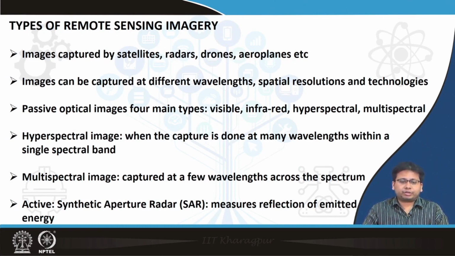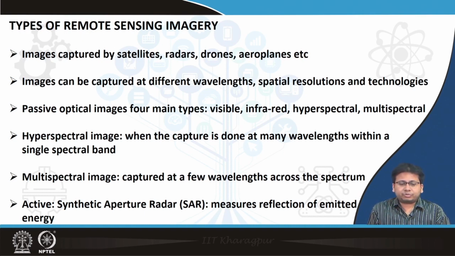Now let us talk about remote sensing. The same object detection problem we want to use not on ordinary images which we capture with our cameras, but on images captured through remote sensing. If we want to use object detection on remote sensing imagery, first of all let us look at the kinds of remote sensing imagery. Images may be captured by satellites, radars, drones, aeroplanes and so on. There can be more sources of remote sensing data.